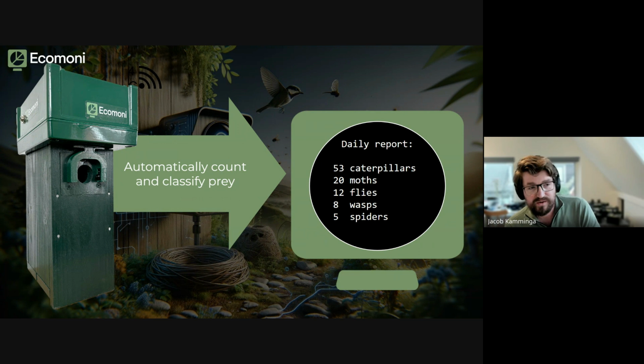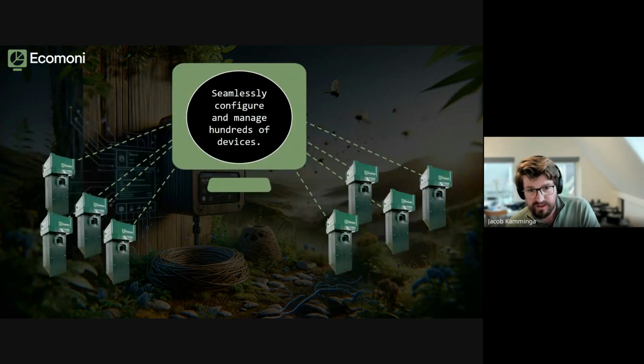So I'll give a brief insight into the Ecomoni and where we are now, and this will nicely tie together with the Arise update. So with the Ecomoni, the goal is to automatically count and classify prey. Basically you hang it up, and at the end you should get a report of the prey that was brought in by the birds. At the same time, we've developed a platform that really allows you to configure and manage hundreds of devices. You can make groups of devices and configure them individually or per group.